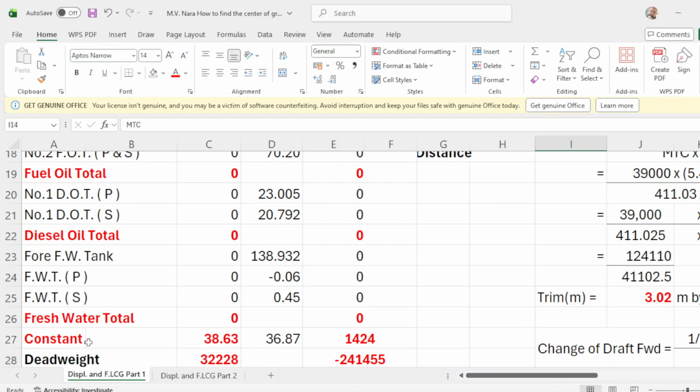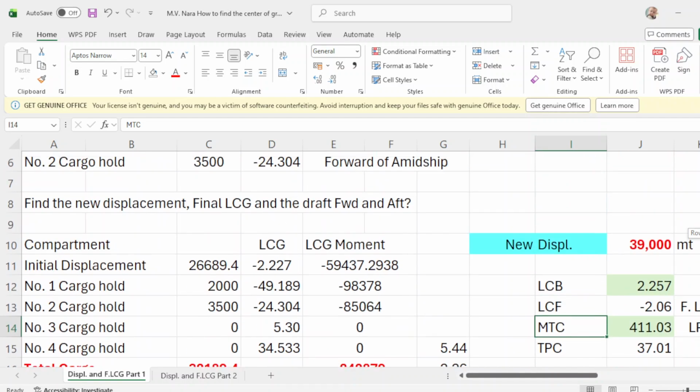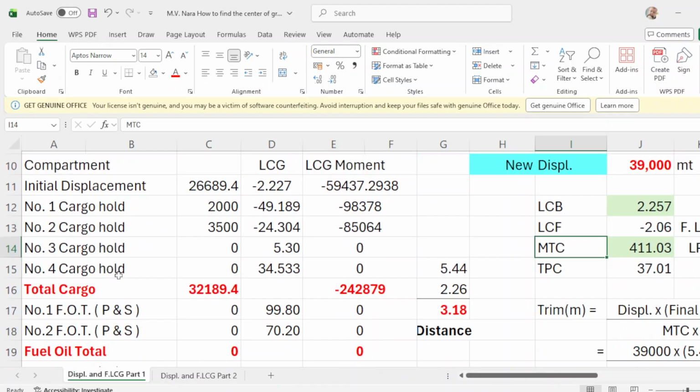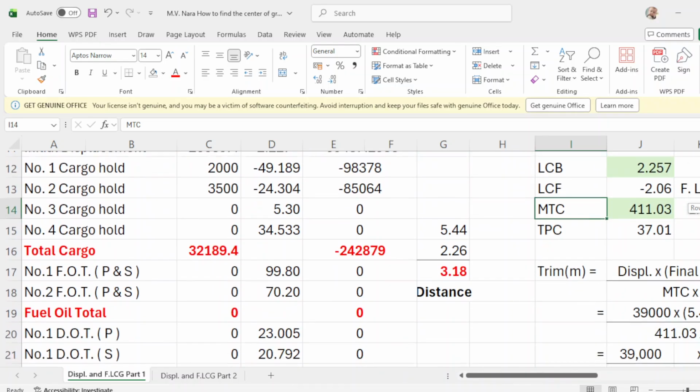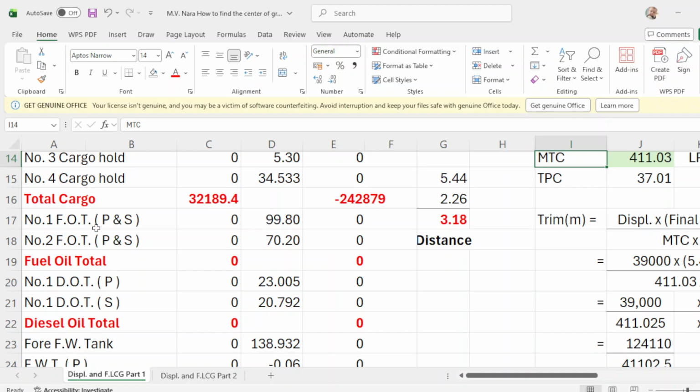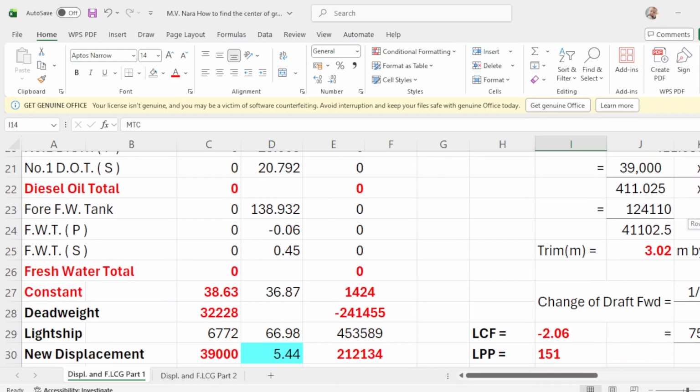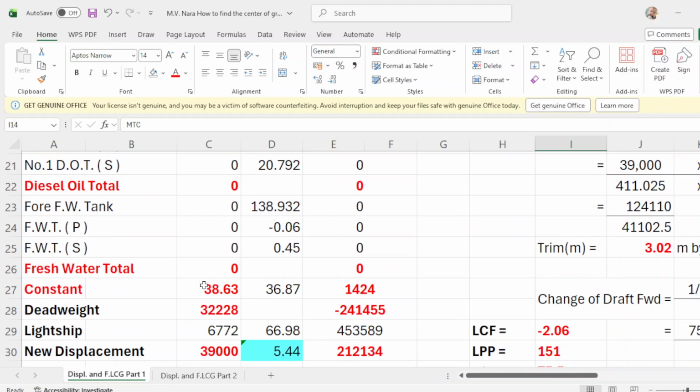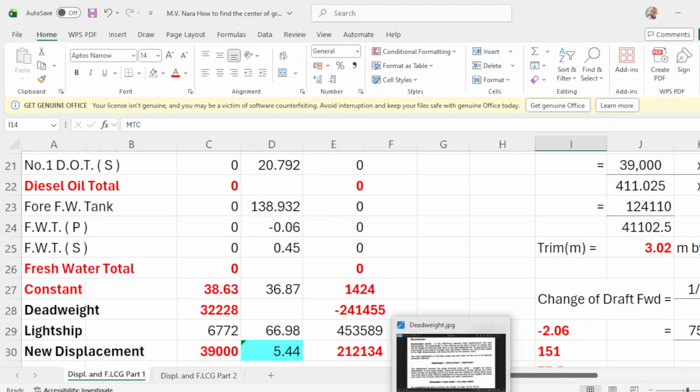Okay, now take note of how to get the deadweight. From your cargo hold weight, your FODO, fresh water, you add all together with your constant, that will be the deadweight. So I will show you how to get the deadweight.